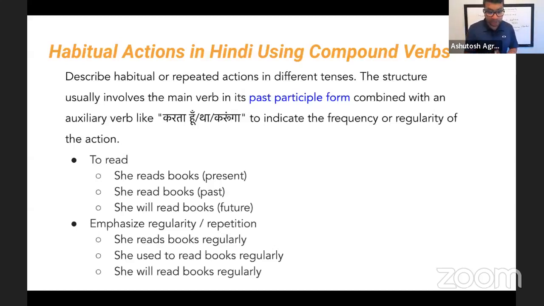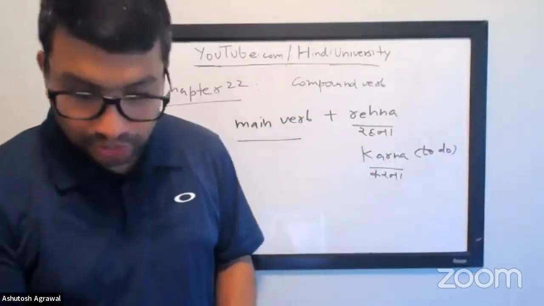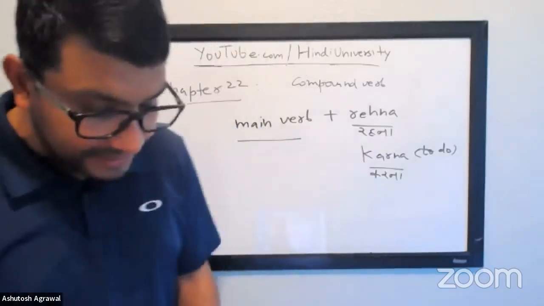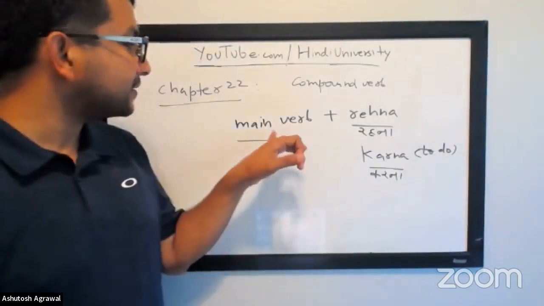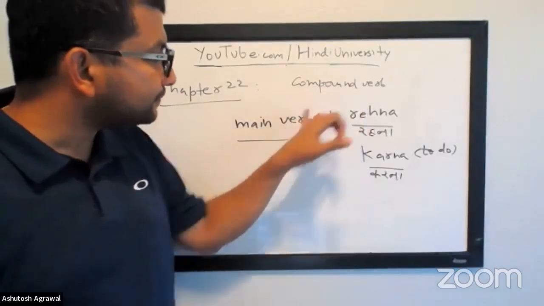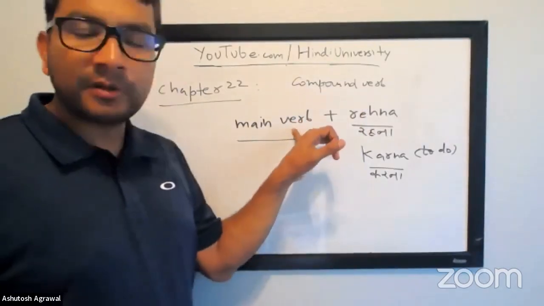Okay, similarly you can have imperatives as well. So this is just like a high level overview of what we'll be covering. Okay, now we'll be doing the whiteboarding session on the topic. So as I said, for those of you who probably missed the previous class, when you use a compound verb, typically we have in a simple Hindi sentence one main verb.